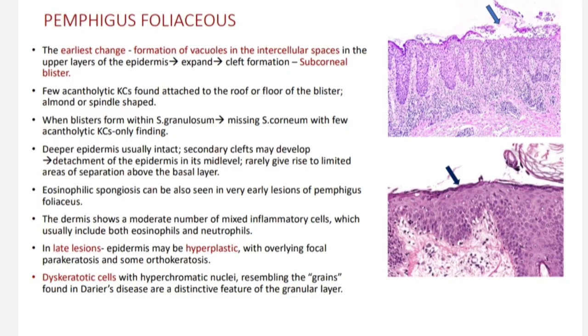And the dermis shows a moderate number of mixed inflammatory cells, which usually include eosinophils and neutrophils. In the late lesions of pemphigus foliaceus, there may be hyperplastic epidermis with overlying focal parakeratosis and some orthokeratosis. Then dyskeratotic cells with hyperchromatic nuclei, which resemble grains found in Darier disease, are also a distinctive feature in pemphigus foliaceus at the level of the granular layer. In the image, the red arrow shows subcorneal blisters seen in pemphigus foliaceus, and in the second image, the split is at the level of the blue arrow showing split at the level of the granular layer, and in this picture, the stratum corneum is absent, and the dyskeratotic cells which resemble the grains in Darier disease can be seen in the image.